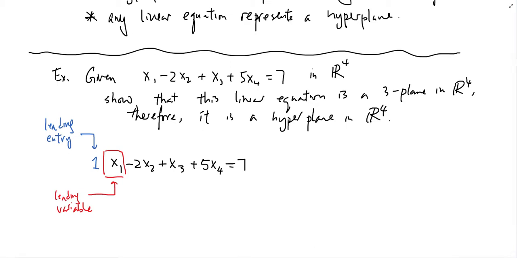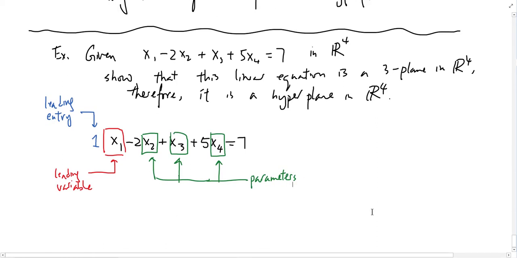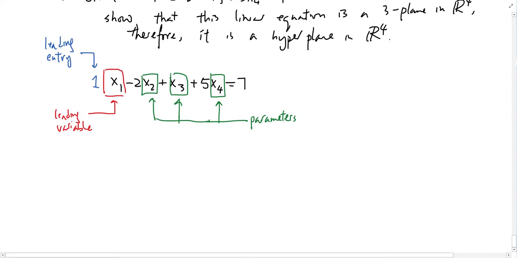And if you remember what I told you, then that would imply that these three variables are all non-leading variables. And what do we do with non-leading variables? They become the parameters. So, how do we solve our problem? Pretty simple. If you remember the process, notice the same exact process that we have done before.